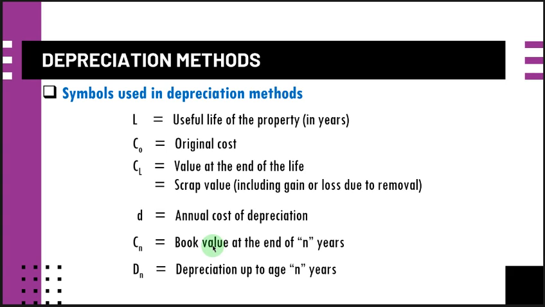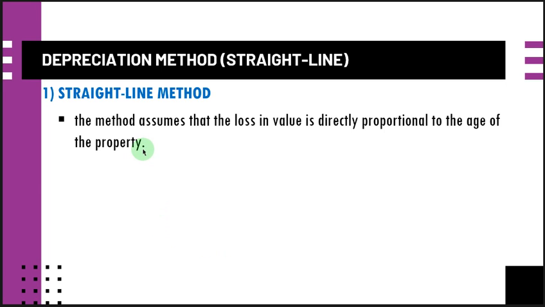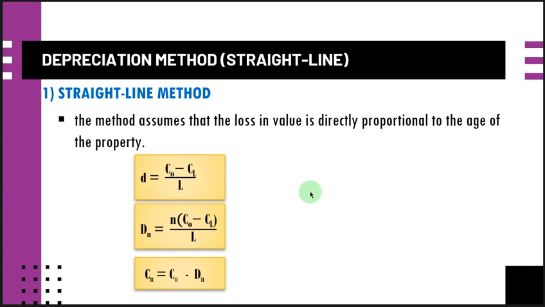So we are now going to the straight line method, which is our first depreciation method. By definition, the straight line method assumes that the loss in value is directly proportional to the age of the property. And we have the following formulas here. Small d is simply equal to the ratio of C sub O minus C sub L over the useful life L. This is our first formula.